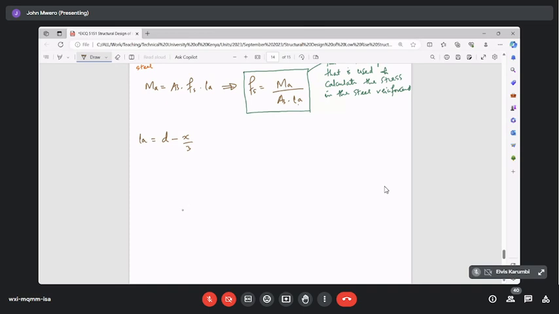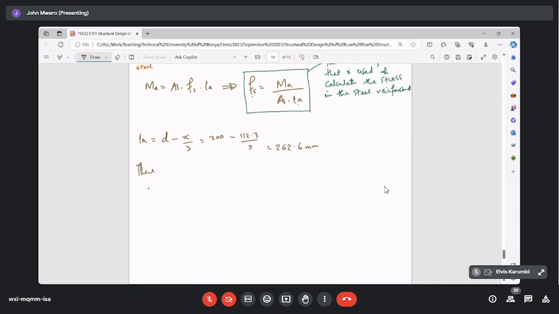Okay, so for the BS, this is the equation that approximates the lever arm after we've calculated the x value. So this then becomes 300 minus the x value we had calculated, 112.3, divided by 3. And this gives us the value 262.6 millimeters. This is the lever arm. So with that now, we can calculate the stress in the steel.